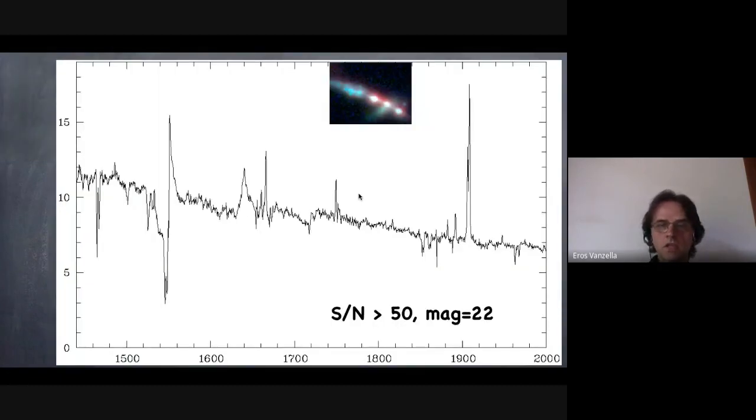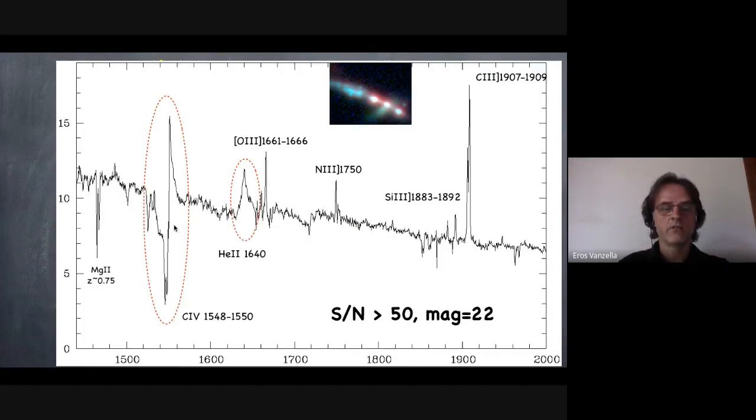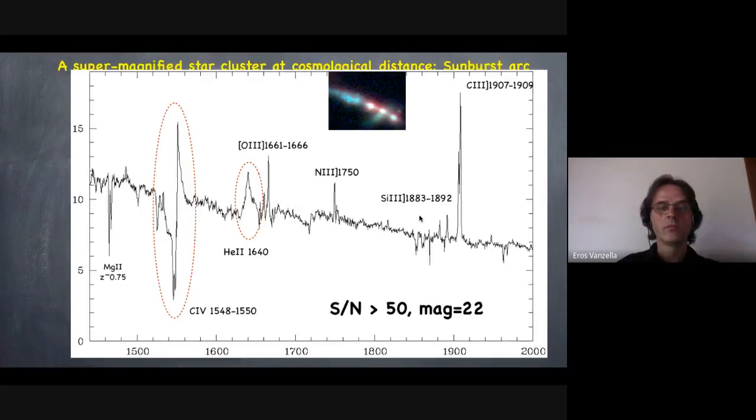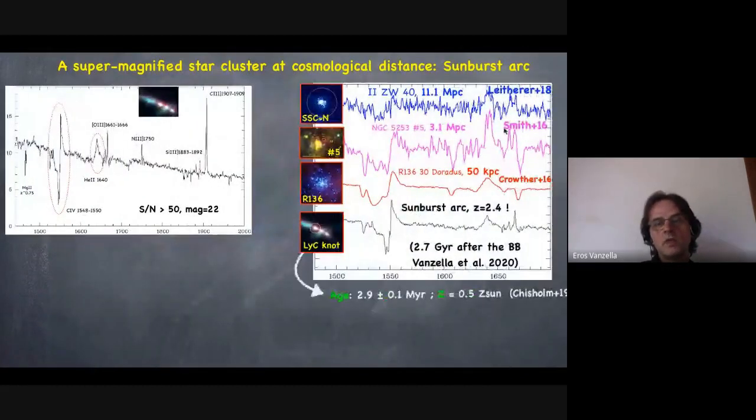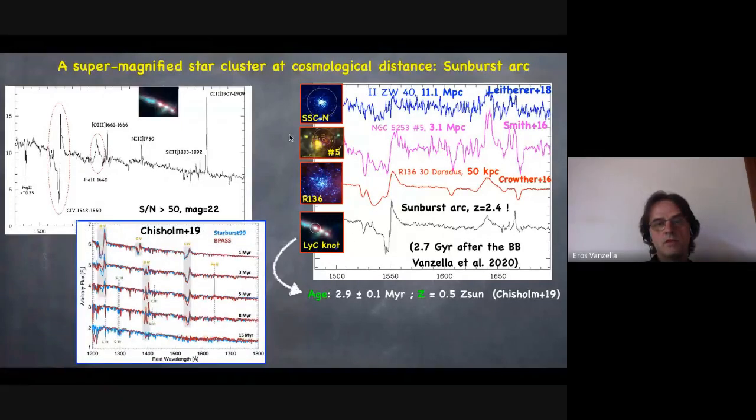Focusing on knot A, this is a MUSE spectrum. Because of the magnification, the signal-to-noise is impressive, and we see very nice features like the P Cygni profile of carbon-4, broad helium-2 emission, oxygen-3 nebular emission, and also silicon-3 and carbon-3. If we compare this spectrum with spectra obtained from local star clusters, here I'm reporting some from Leitherer, Smith, Crowther, this famous R136, and this is our knot A at redshift 2.4. This is a cosmological distance. The other three are at megaparsec distance.